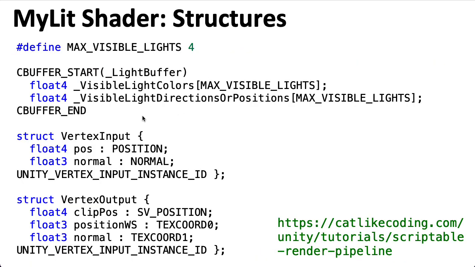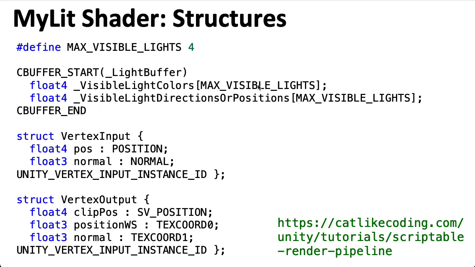We're assuming here that we have up to 4 lights being rendered, and unlike the built-in pipeline where various different lights were handled in different additive passes, here we're going to handle all of the lights in one pass. So here we have the colors of the lights in an array and these directions or positions where the W coordinate indicates whether it's a point light or a directional light.